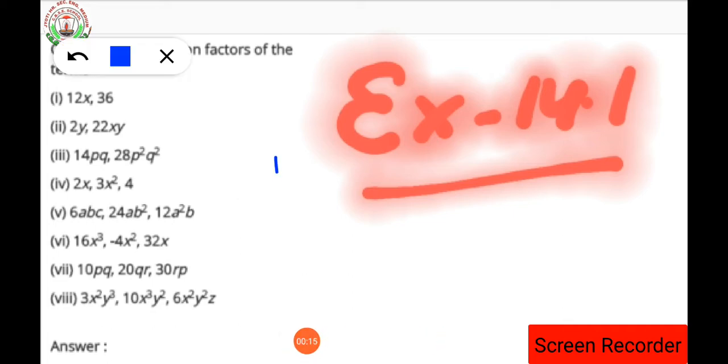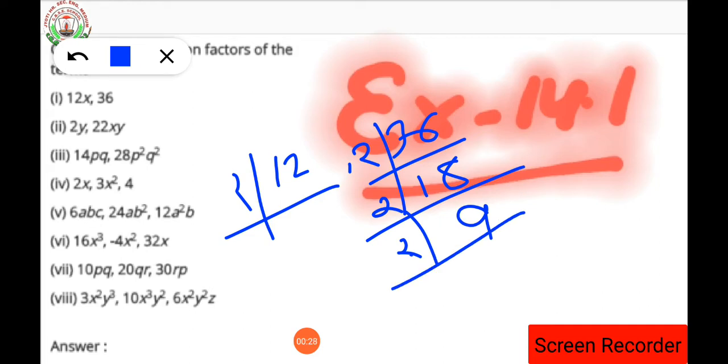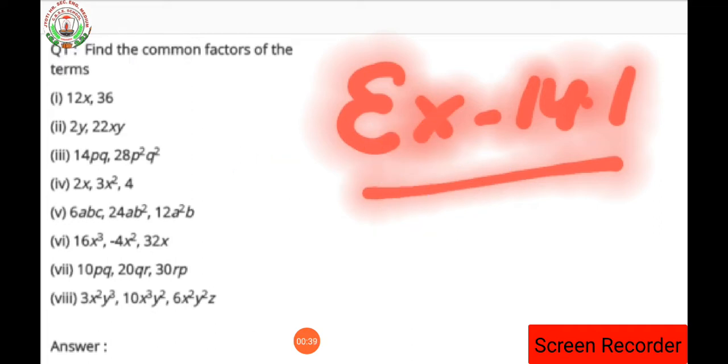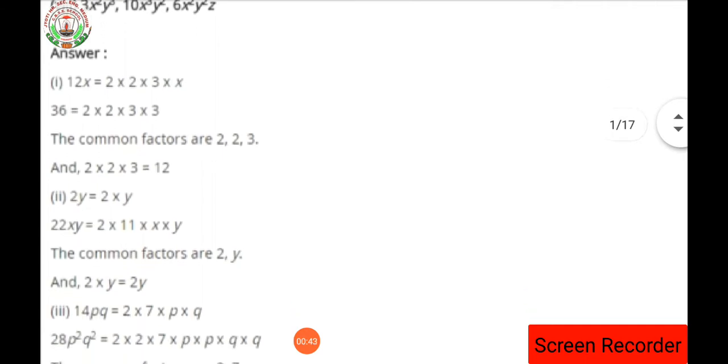For the common factor, we are going to see the factors of the numbers 12 and 36. 36: 6 times 6, again 9 is 3 times 3. You people very well know how to find the factors, isn't it? So here we are having the numbers 12 and 36 as factors. For all the questions from 1 to 8 we are going to solve like that only. So here we are having the factors.